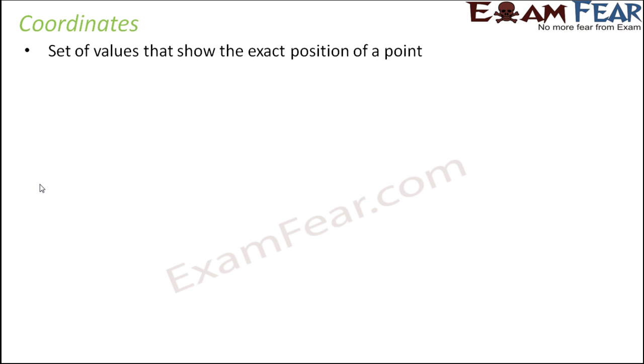Now, the moment we talk about linear graphs, we actually talk about certain points. As you saw, in a linear graph you have a set of points and you join every two consecutive points to make a line segment, and many such line segments together form the linear graph. So what are those points which we are basically joining? To define the position of a point, we need coordinates. These are the set of values that show the exact position of a point. So the exact position of a point is given by a coordinate.